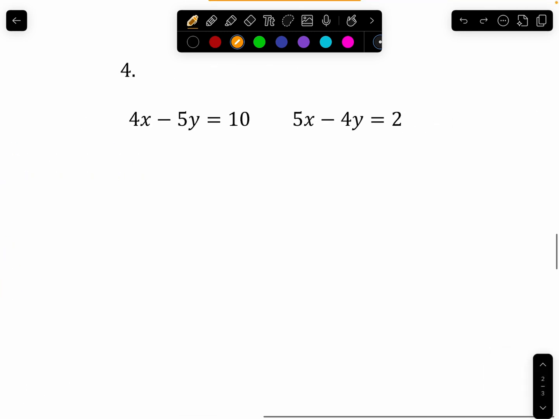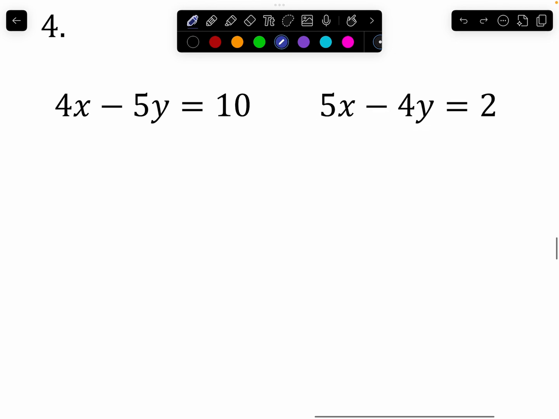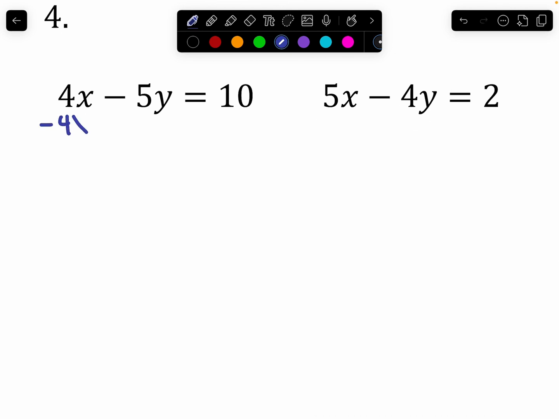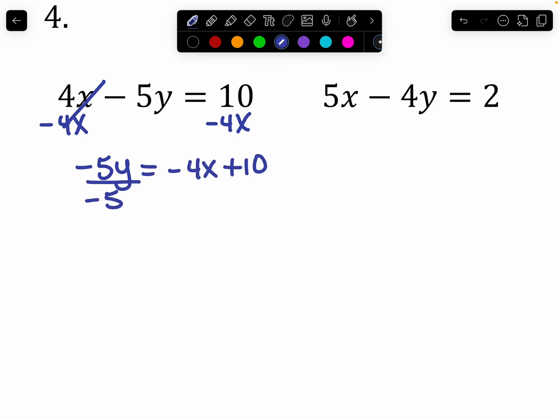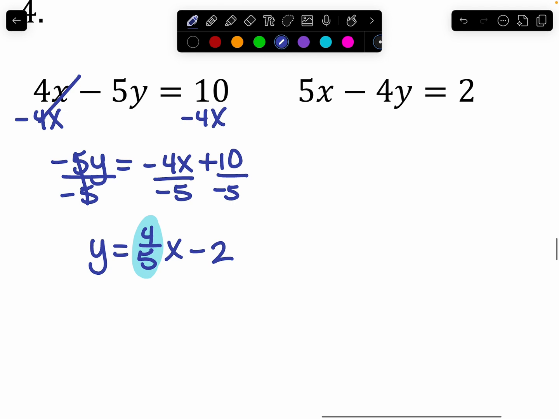Scooching on over, both of these equations are not in slope-intercept form. They are in standard form, so I'm going to convert these. I am first going to move my x. I have -5y equals -4x plus 10. Divide everything by -5. And we get y is equal to a positive 4/5 x minus 2. So here's my slope. It's a positive 4/5.